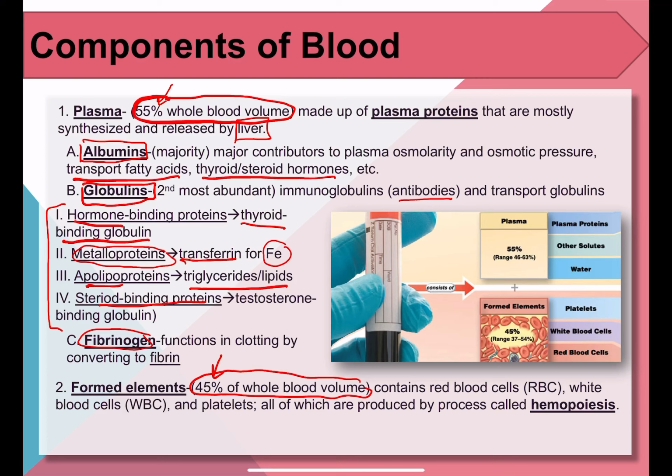But what this portion of the blood contains are those that make up the cellular portion of the blood, okay? And we'll talk about each of these cells in detail. And in addition, all of them are produced in a process called hemopoiesis, okay? So this is another good word to remember, okay?